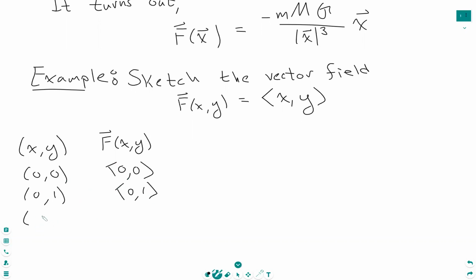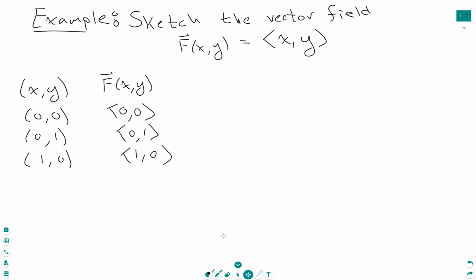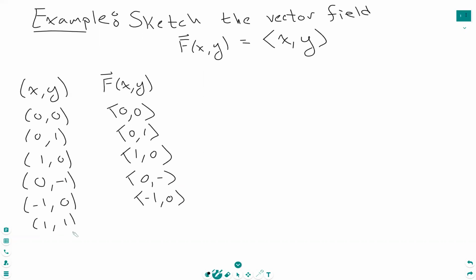If I put in 0, 1, of course I get 0, 1. And you can see that this isn't too crazy of a vector field. So anytime I input some point, I get the same vector back. So let's just do a few more. And I think by now we've pretty much got the pattern. But let's plot this out.